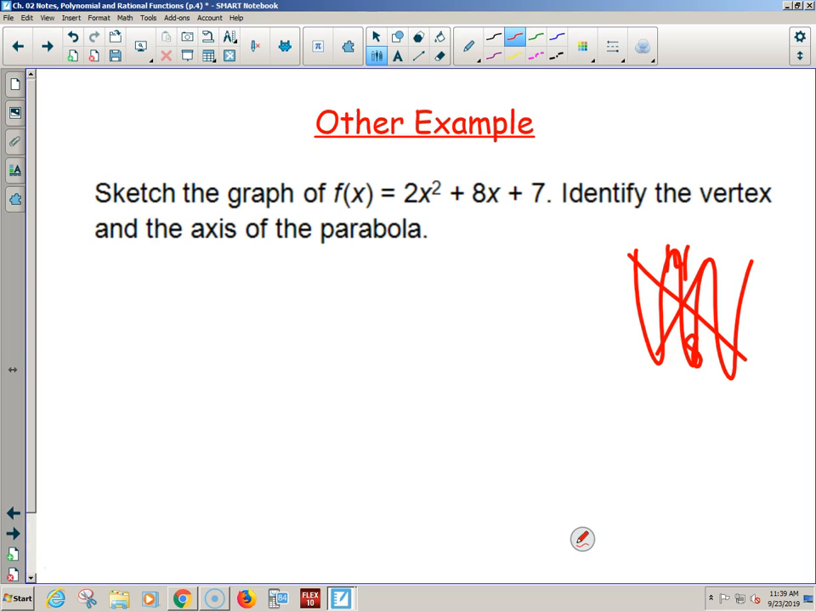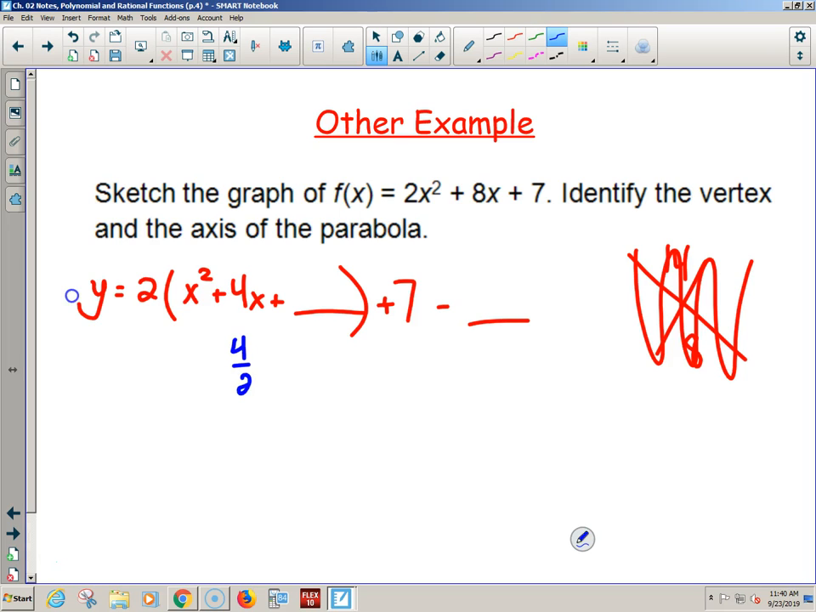Maybe we should just complete the square. We've already talked about that. Been there, done that. So we're trying to get a leading coefficient of 1 by factoring out the 2. We get our special middle term by taking the middle, cutting it in half, and squaring it. 2 squared.